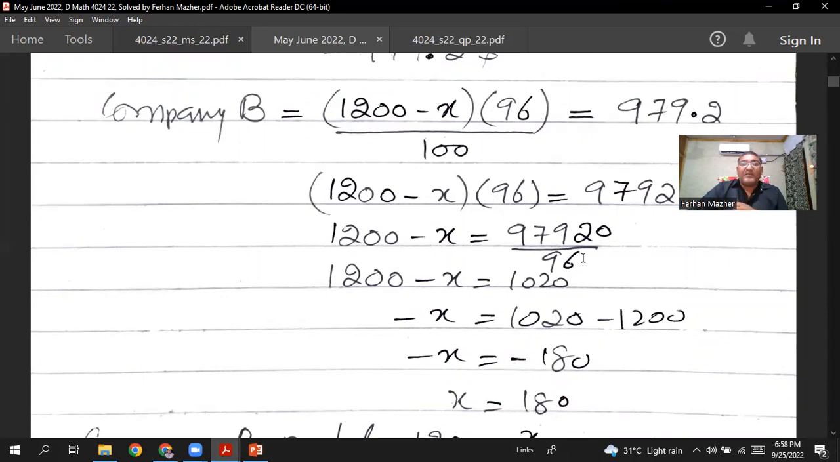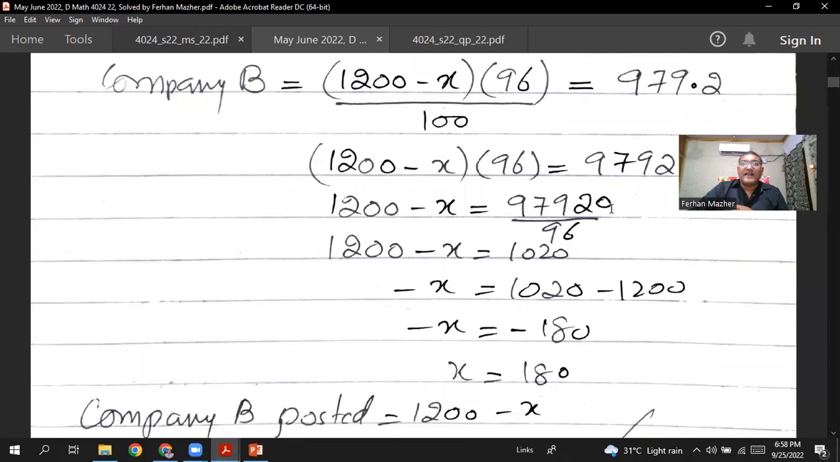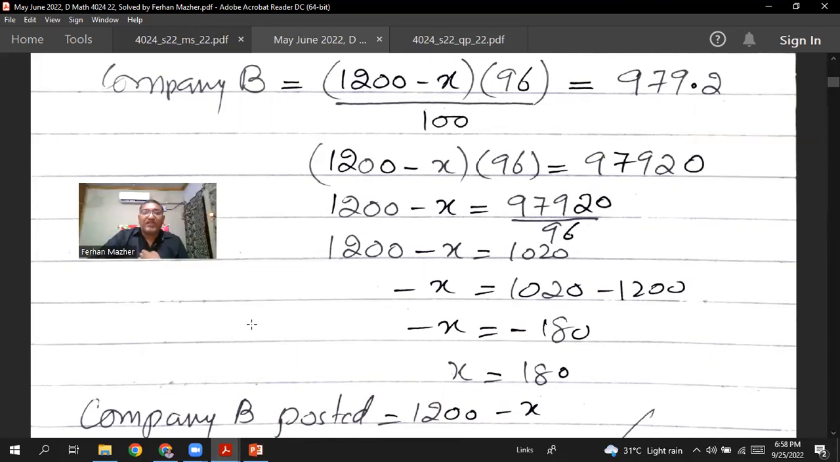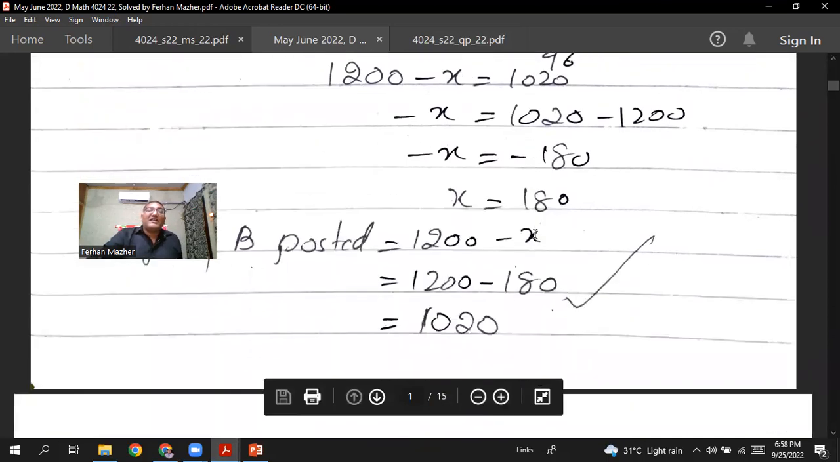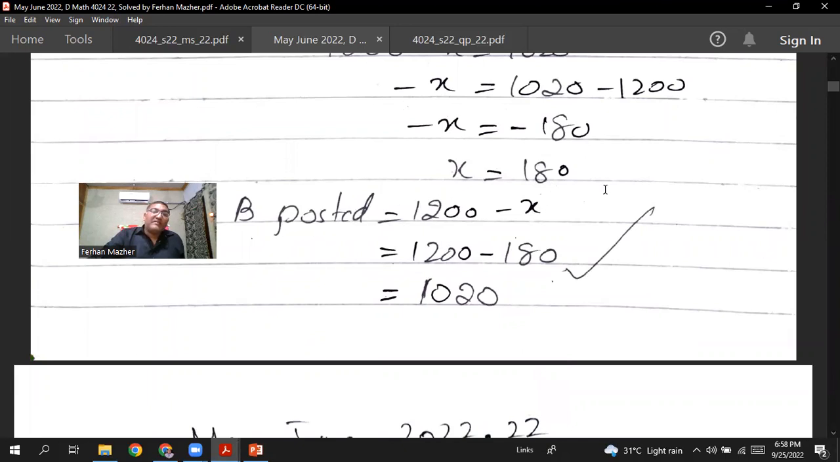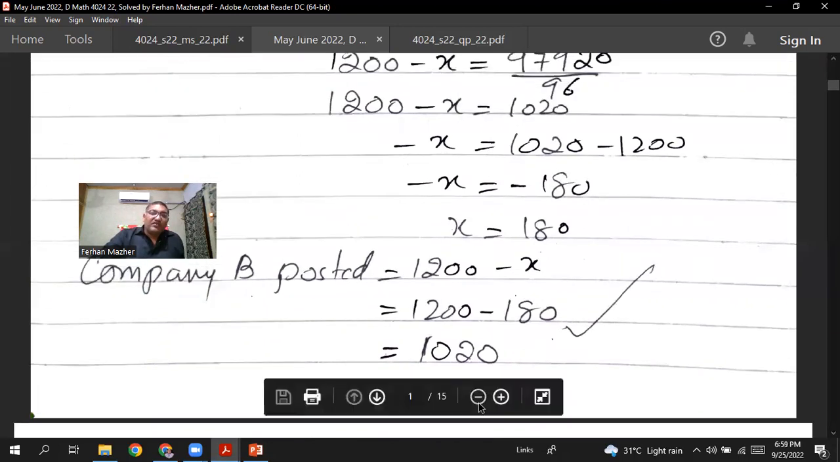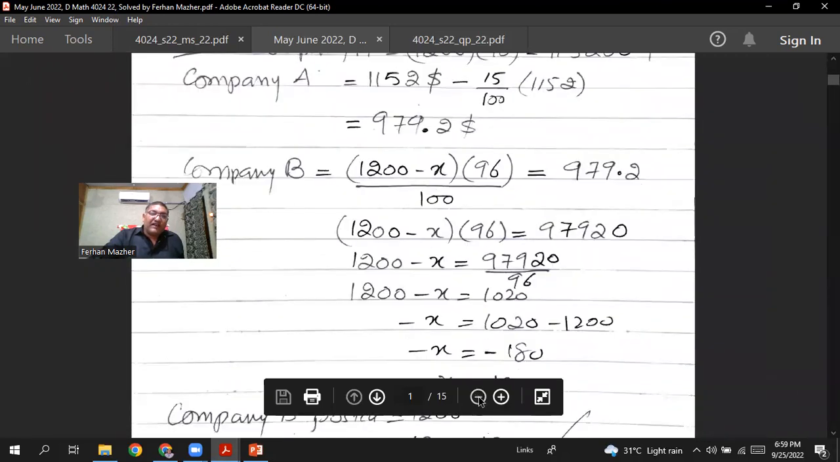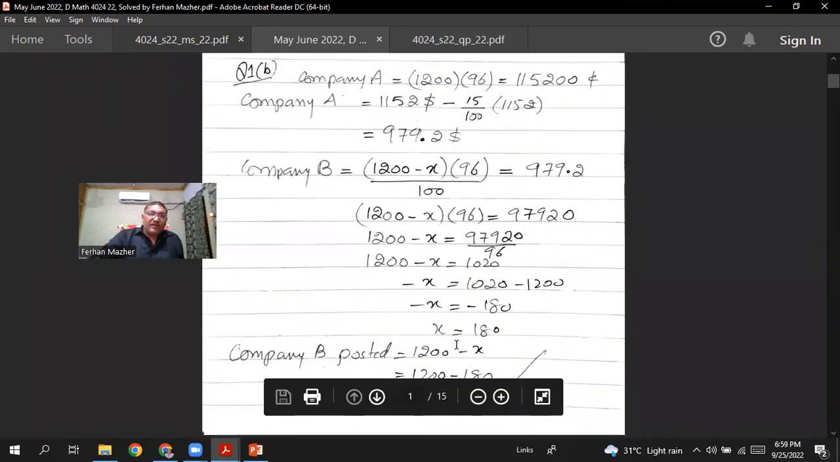When you multiply, this 100 goes to the other side and multiplies, then this 96 goes to the other side and divides. And you will have 1200 minus X equals 1020. So minus X equals 1020 minus 1200, so minus X equals minus 180. The minus signs cancel, X equals 180. So B posted 1200 minus X, which is 1200 minus 180, that is 1020. So Company B has posted 1020 letters.